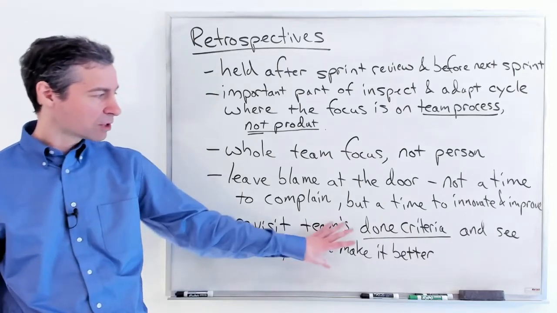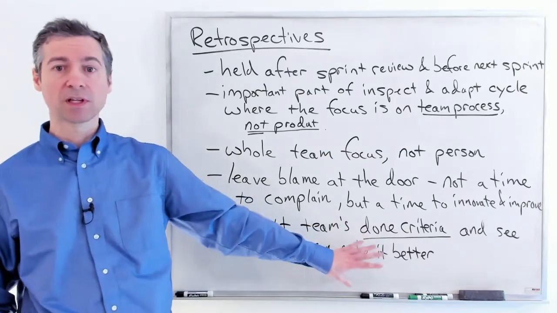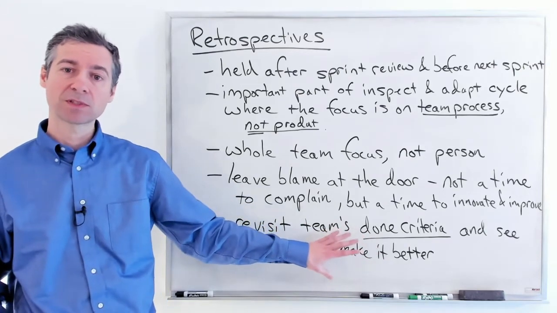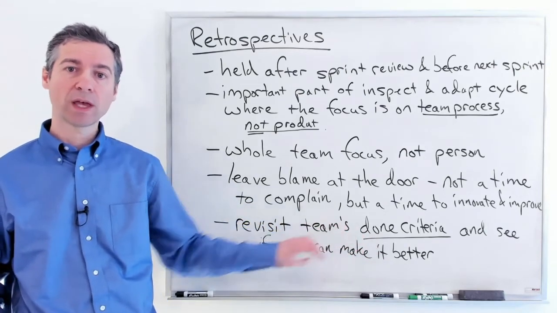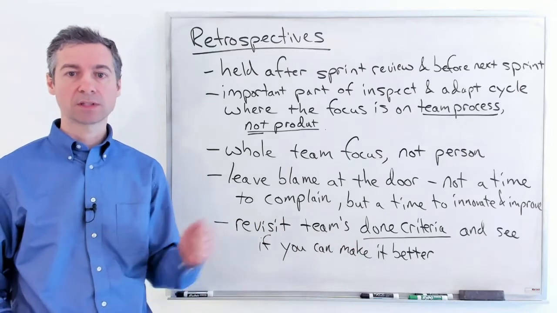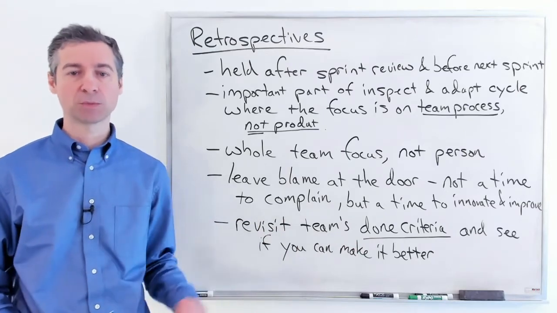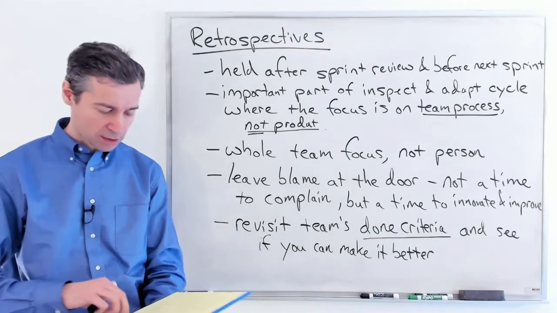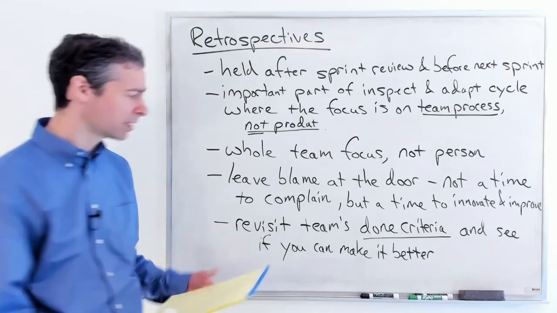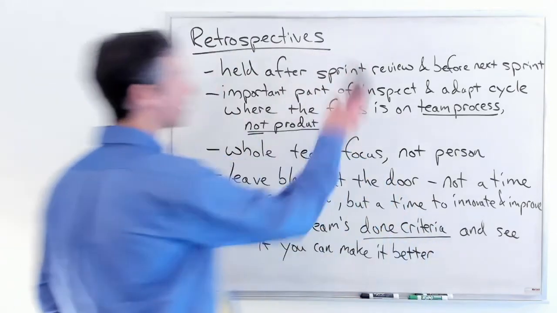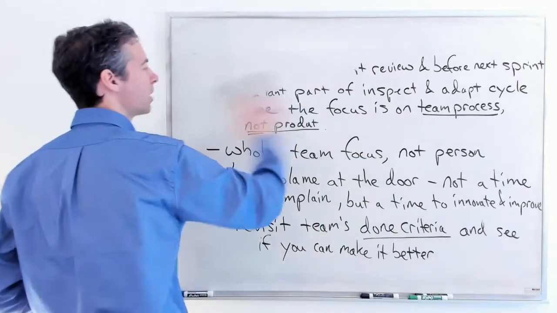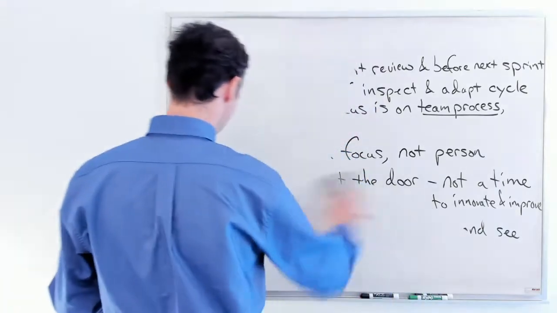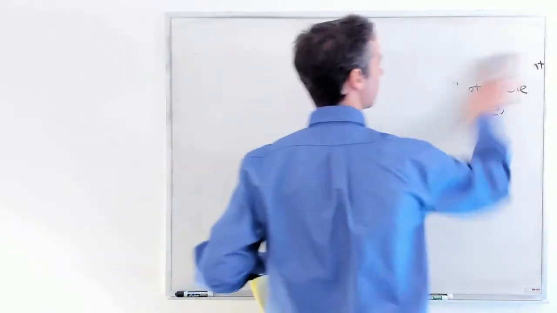So the retrospective is a time to revisit this and maybe the team decides there's a way to increase their done criteria in some area. Maybe that's the improvement the team wants to make in the next sprint. All right, so that's the high level, what the purpose is, and some of the focus. Let's actually get into some of the nitty gritty of the sprint retrospective meeting that you're going to hold.